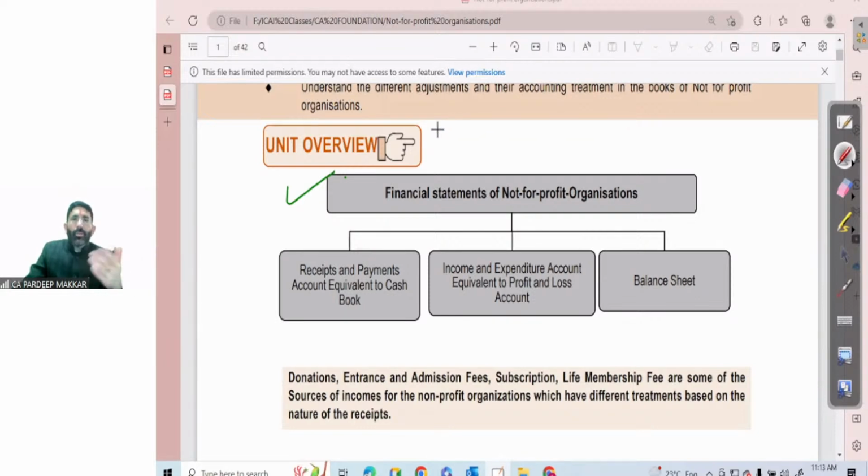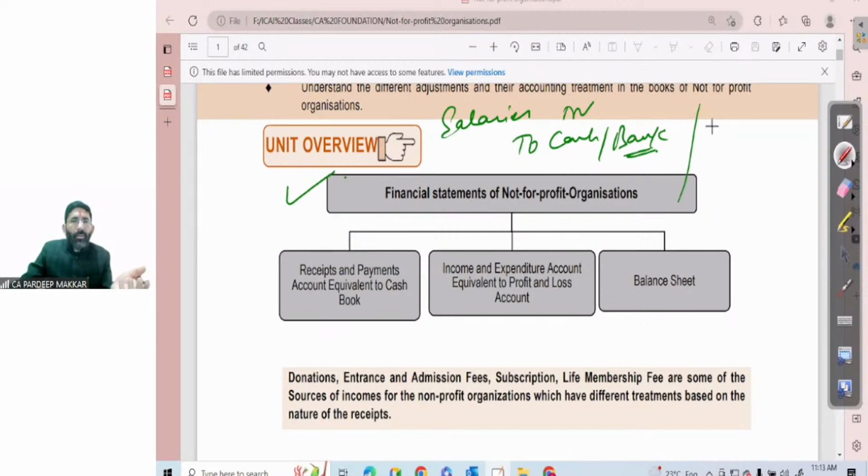Because these organizations, like schools, are giving salaries to their employees, the entry will remain the same: salaries account debit to cash or bank. There's no difference. Then if rent is paid, rent account debit to cash or bank, all entries will remain the same. If any income is received by them, then they will pass an entry of cash or bank debit to income. That is not different. There's no difference in that.